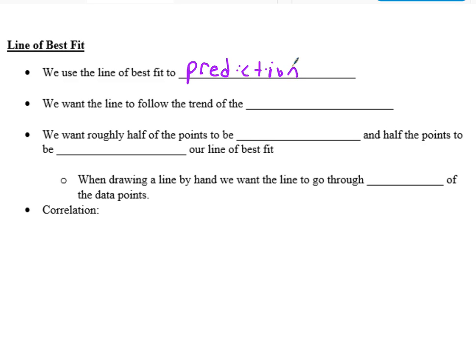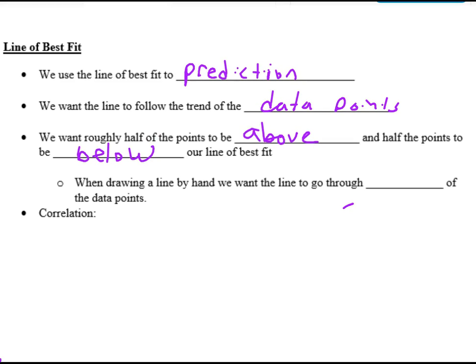We want to make a line that follows the trend of all of our data points. As they're moving up, we want our line to be moving up, or as they're moving down, we want our line to be moving down. We want roughly half of the points to be above, and roughly half of the points to be below our line. Lastly, if possible, to make our lives easier, we try to have our line go through 2 of the data points that we have. This will make it a little easier when we write the equation of the line. We don't have to guesstimate.